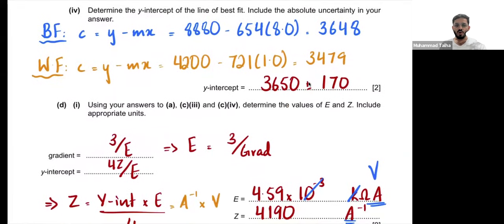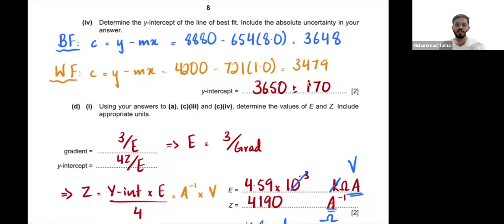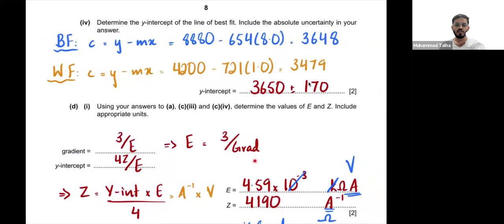All right, part D1. Using your answers to A, C3, and C4, determine the values of E and Z, include appropriate units. Now, in an earlier part, we wrote down that the gradient is 3 over E, y-intercept is 4Z over E. So if gradient is 3 over E, the constant is 3 over the gradient, which I've already found. So 3 over this value, 654, this is going to be my E value, but I also need to give units.